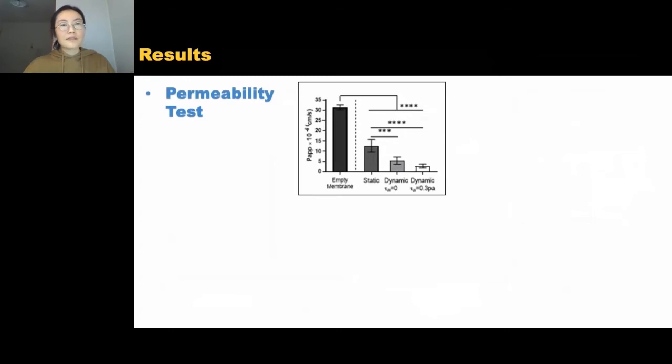The fluorescence permeability measurement shows a significant decrease in permeability compared to an empty membrane after biofilms formed on it. In addition, the permeability of dynamic cultured biofilms was significantly lower than static cultured biofilms. Moreover, the existence of airflow further reduced the permeability in biofilm.